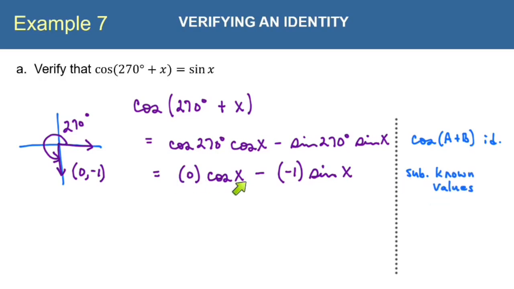Now we know that 0 times anything is 0, so that term is going to go away. And then minus -1 sine of x simplifies to positive 1 sine of x. Over here on the right side, I'll write down that I simplified. And of course, 1 sine of x is just sine of x, which is a match for the right side of our identity, so we know that we're finished here.